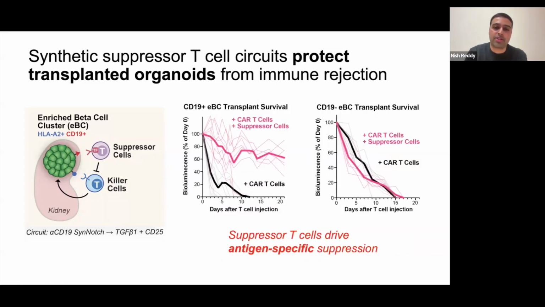So we wanted to test whether this protection was antigen specific. And so what we did was we engineered EBCs that both had the CD19 antigen and EBCs without the CD19 antigen. And we find that in the absence of the CD19 antigen, suppressor cells are not able to function. And we see that both transplants, in the presence or absence of suppressor cells, are cleared at equal rates. But with the CD19 antigen, we see protection of these transplants with the suppressor cells. So this suggests that these suppressor cells are able to drive antigen-specific suppression.